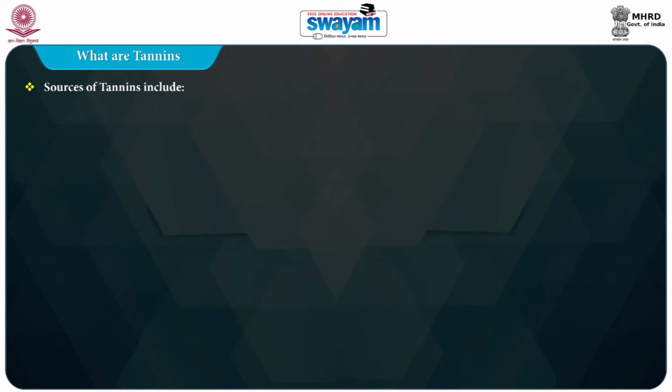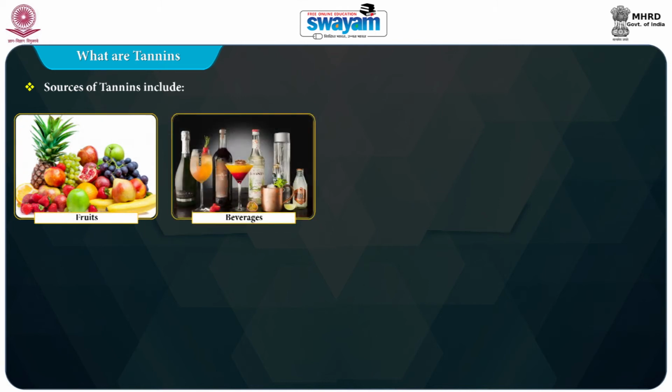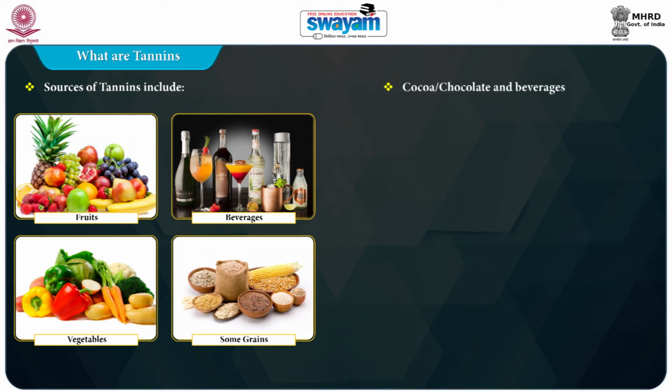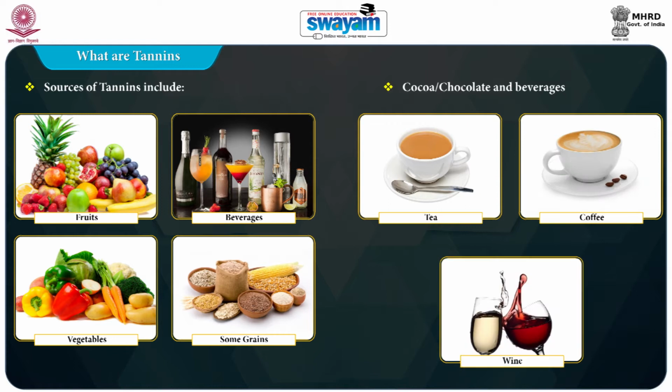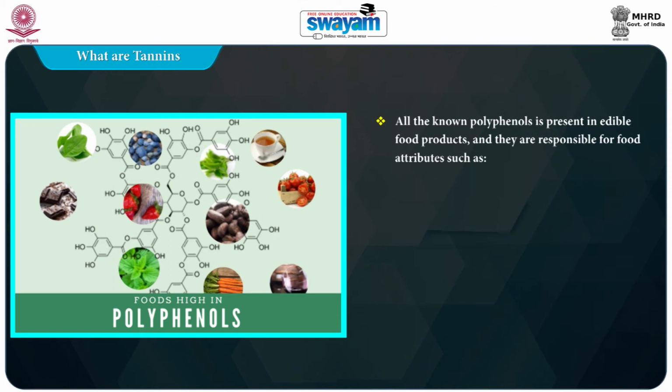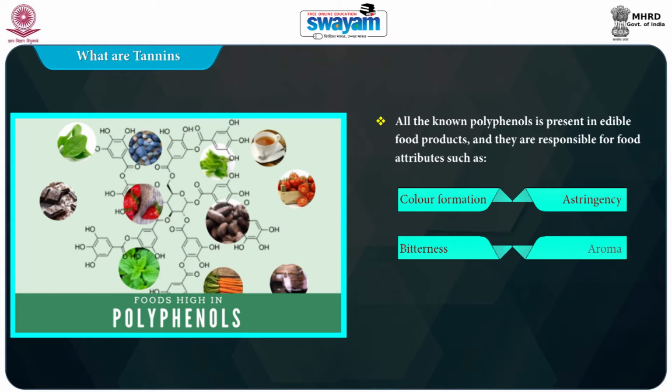The different common human foods which include tannins are fruits, beverages, vegetables, some grains, cocoa or chocolate, then tea, coffee, wine, containing condensed and hydrolyzable tannin, leading to an estimated daily intake in humans of approximately 1 gram of polyphenol per day through tannins. All known polyphenols are responsible for food attributes such as color, formation, astringency, bitterness, aroma.